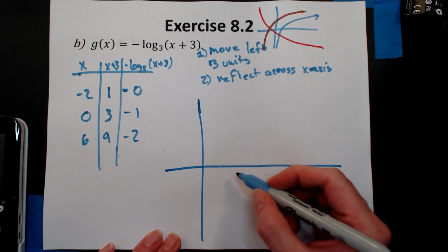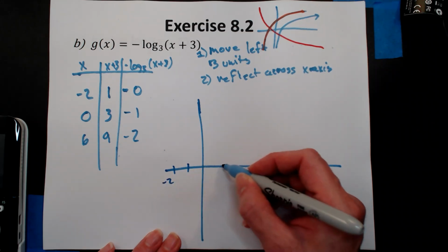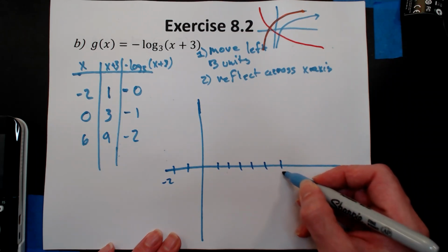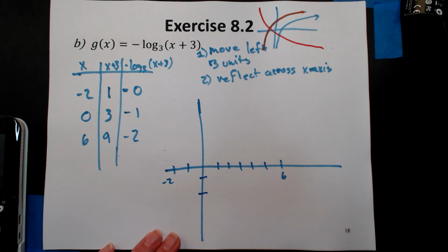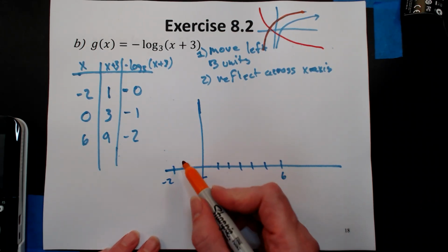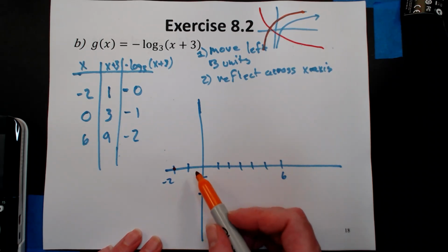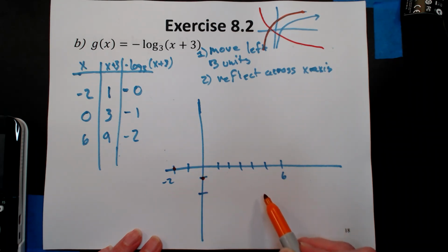Alright, so I'm going to plot the points. I'm going to need negative 2, 0, and 6, and negative 1 and negative 2. So the points I'm going to plot are negative 2, 0, and then 0, negative 1, and then 6, negative 2, which will be right here. So this is negative 1.